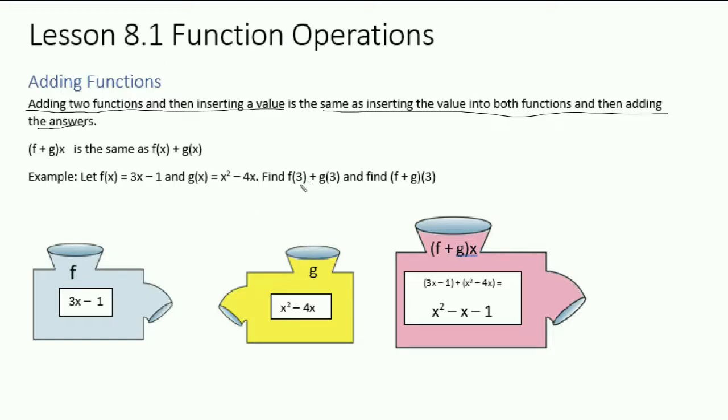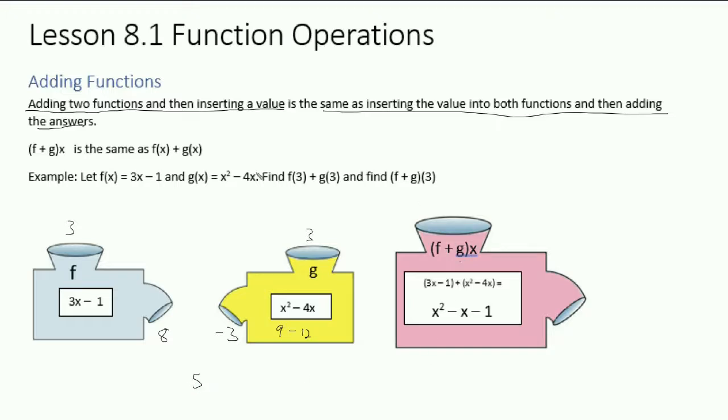Well, it says find f of 3 plus g of 3, and then find f plus g of 3. So f of 3 plus g of 3, that's saying let's put 3 in here. We get 3 times 3 is 9 minus 1 is 8. Put a 3 in here: 3 squared is 9, minus 4 times 3 is 12, so out comes a negative 3. And we want to add those two answers, so 8 plus negative 3 is 5.